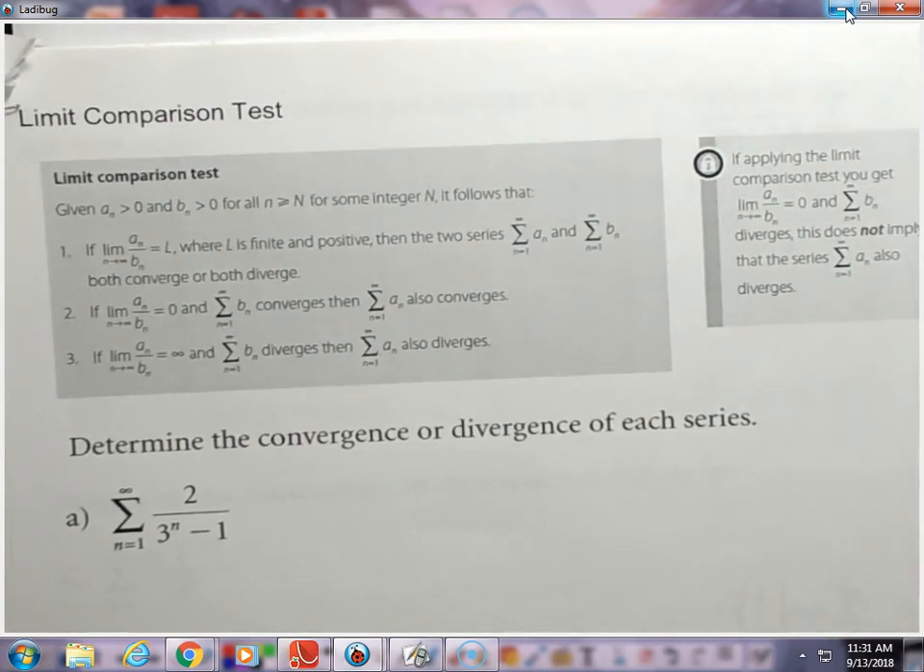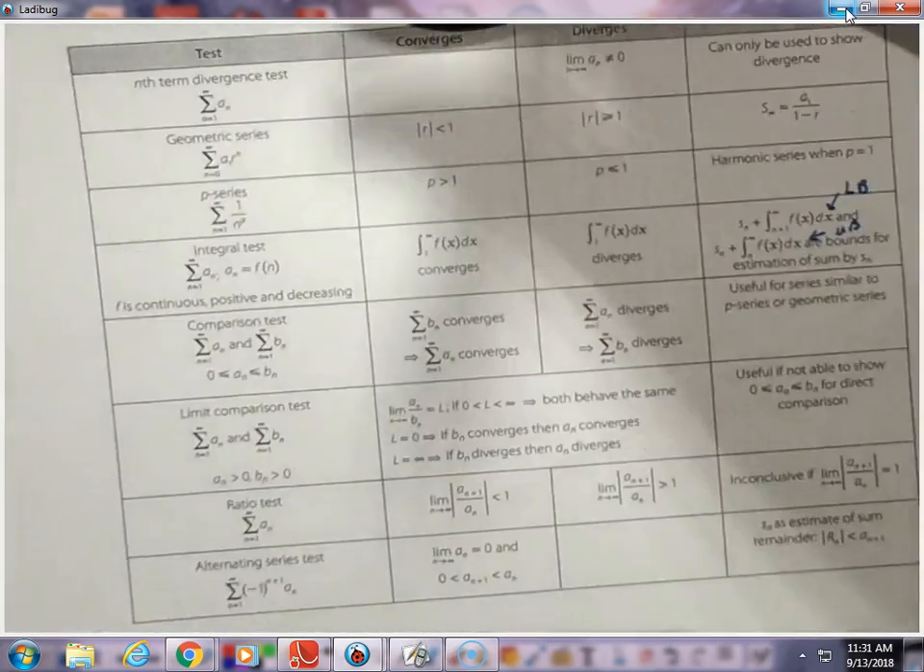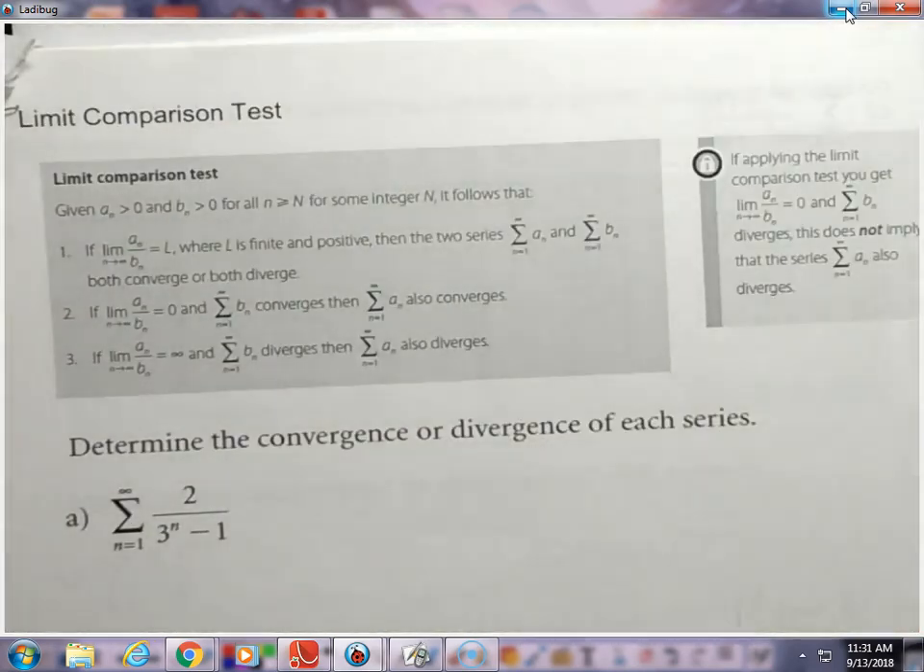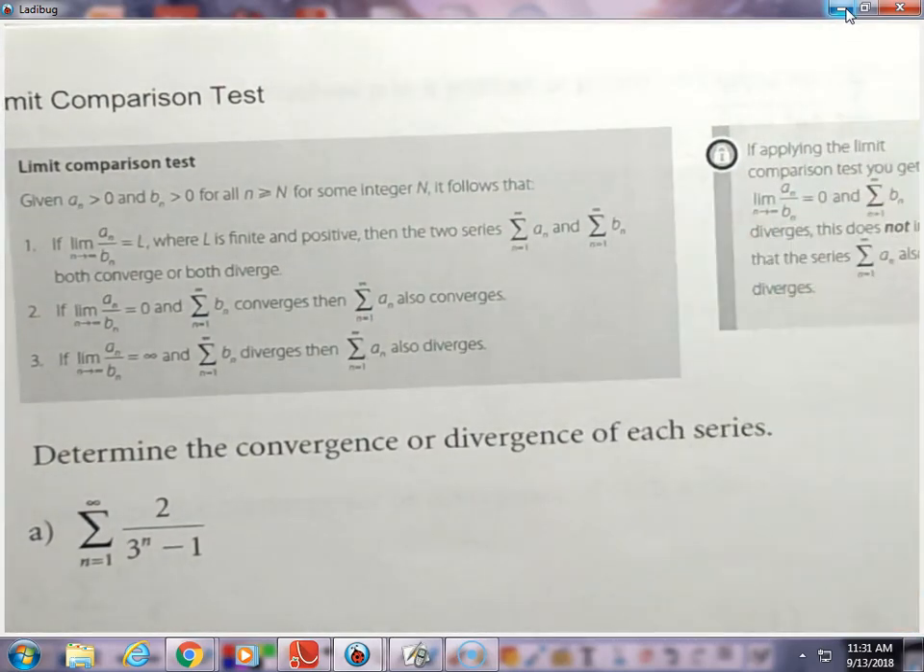This is on your sheet that lists all your series. And yeah, you're really going to have to know everything this says. All this stuff, you really have to know it. So you start learning these tests now. Don't wait.